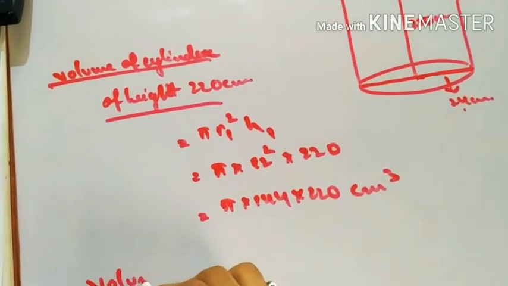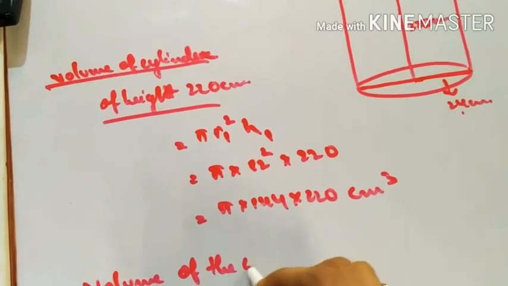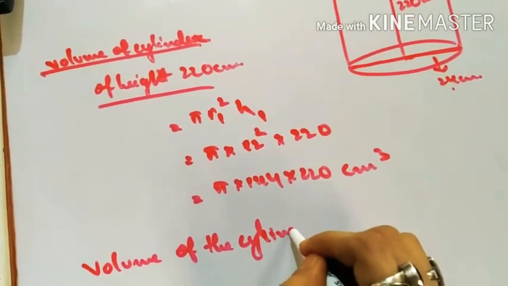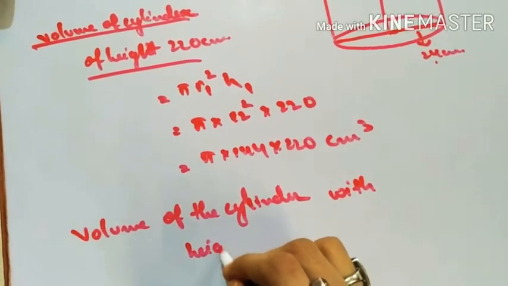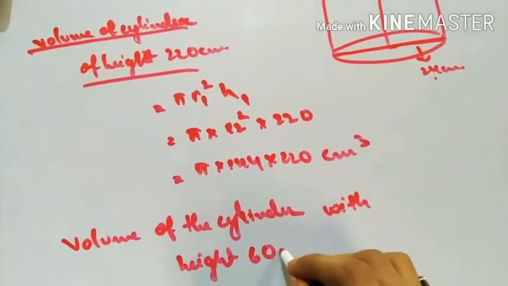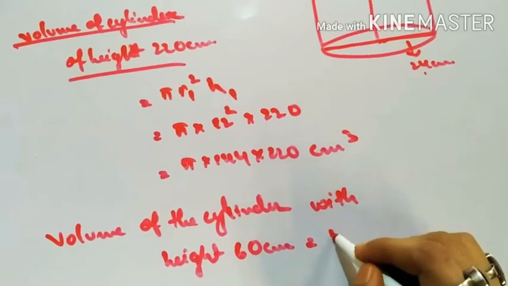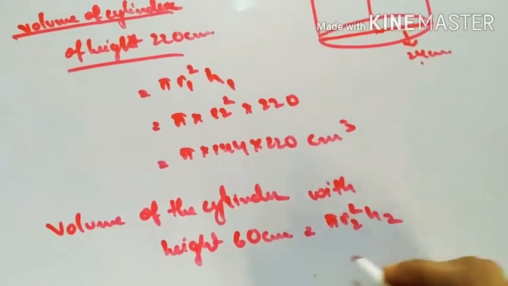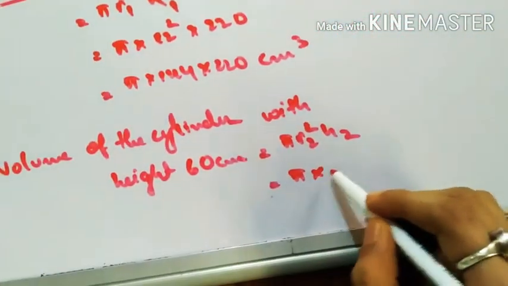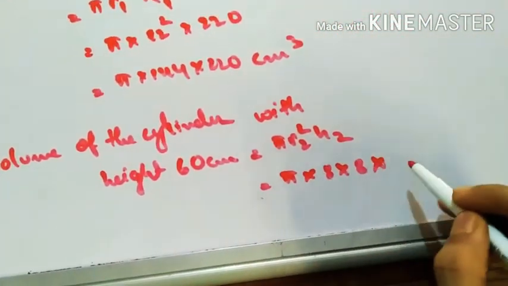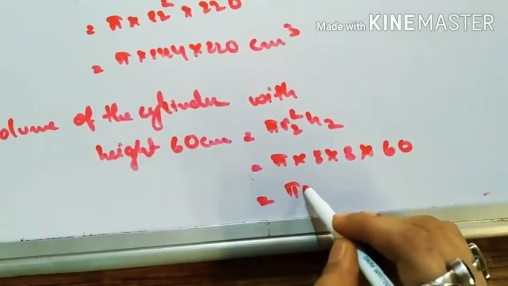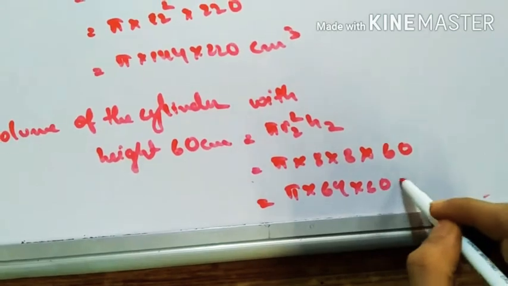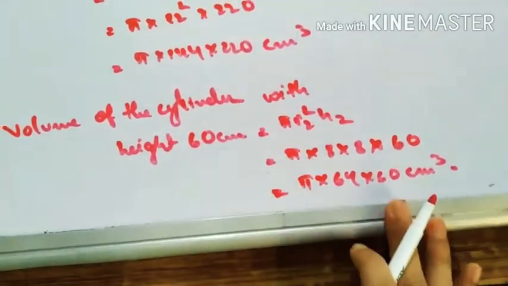Next I will have to find the volume of the cylinder with height 60 centimeter. It will be equal to pi r2 square h2. Its radius is 8 centimeter, so 8 into 8 into h2, which is 60. So I will get pi into 64 into 60 centimeter cube. Okay, let's keep it like that.